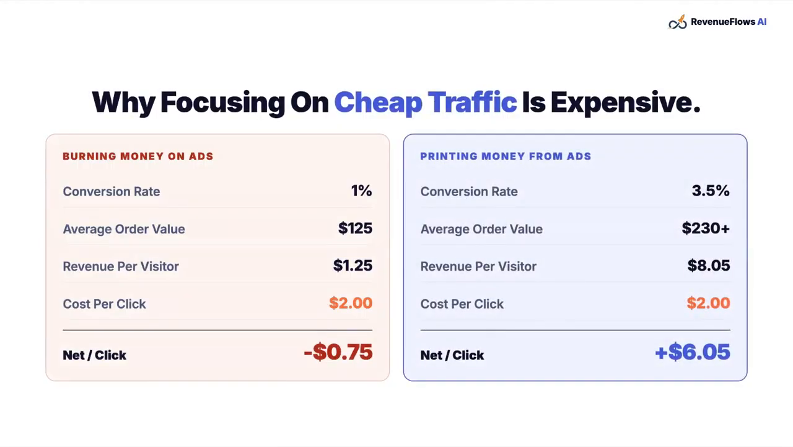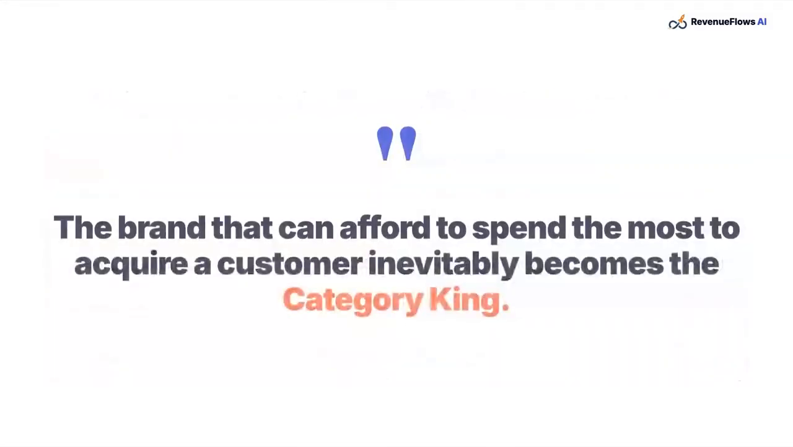Instead of that, you can go to printing money from your ads. So by boosting her conversion to 3.5%, her average order value to $230, her revenue per visitor became $8.05. So now, with the exact same cost per click of $2, she's now able to make $6.05 from every click. What do you think that allows her to do with her brand when it comes to scaling on ad campaigns, right? Because the brand that can afford to spend the most to acquire a customer inevitably becomes the category king.